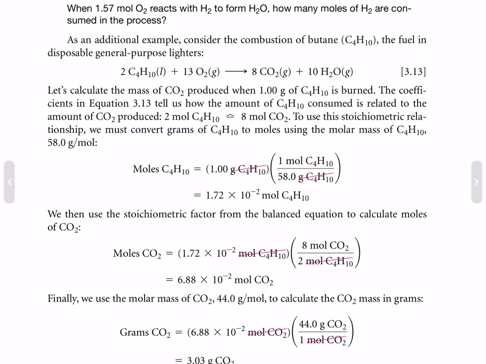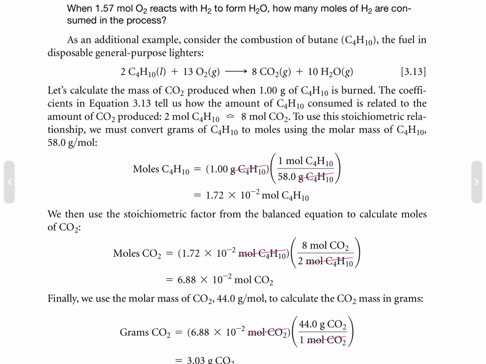Let's calculate the carbon dioxide produced when 1 gram of butane is burned. The coefficient in equation 3.13 tells us the amount of butane consumed is related to the amount of carbon dioxide produced. 2 moles of butane is stoichiometrically equivalent to 8 moles of carbon dioxide. 2 moles from the balanced equation in front of butane, 8 in front of carbon dioxide. To use this stoichiometric relationship, we must convert grams of butane to moles using the molar mass of butane at 58 grams per mole. This only works when you put it through moles.